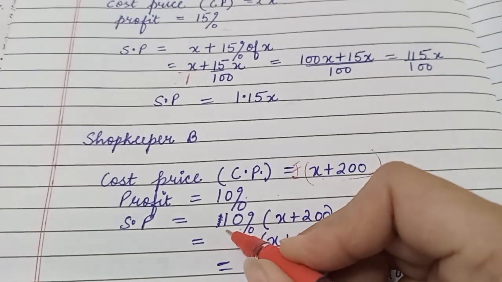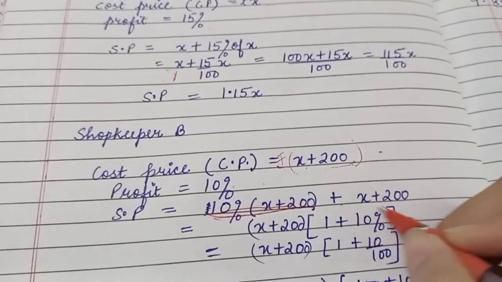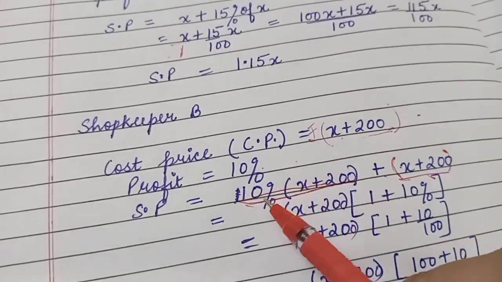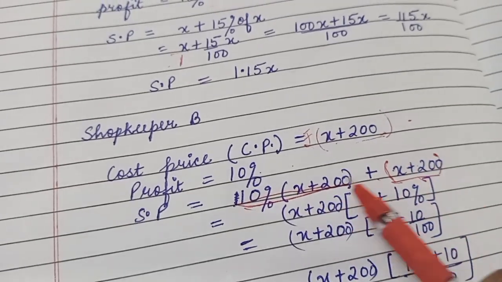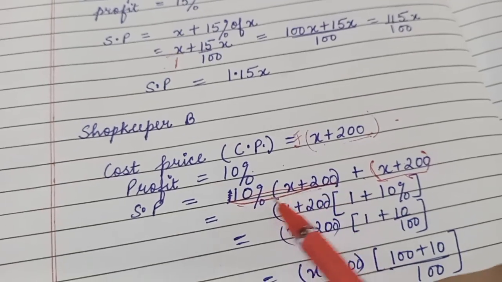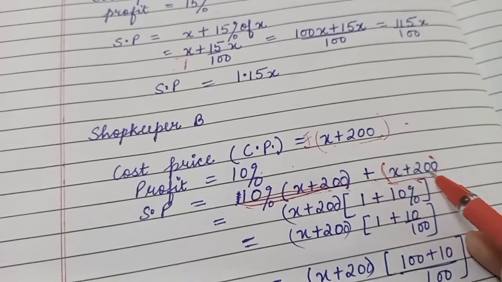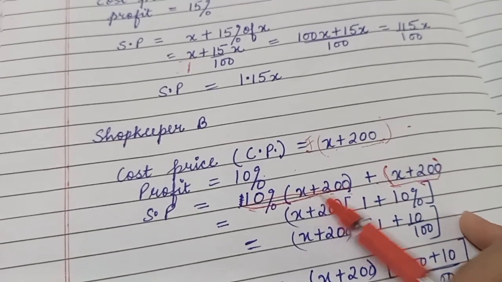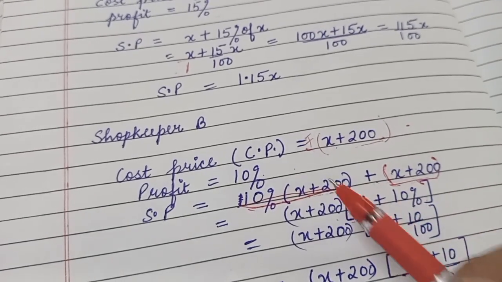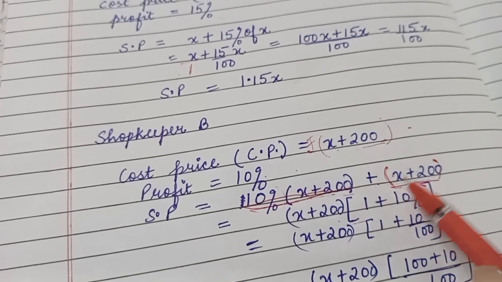Look here, how many terms are there? First term plus second term. So there is something common in these two terms. I think this bracket is the same, X plus 200, so I have taken that common. X plus 200 is in both the terms, first term plus second term. Both terms have the same thing, that is the bracket. I have taken that common bracket. Now what was left over here? Only 10%, so I have written 10%, plus nothing was here, so it will be 1.